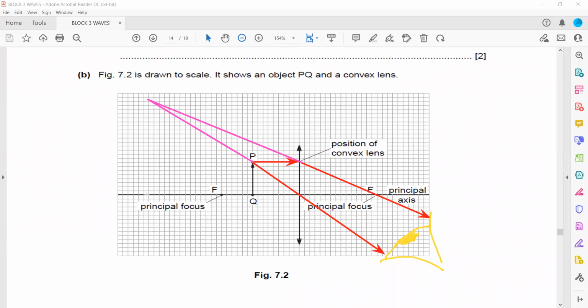And what are the characteristics or the properties of this image? We represent the image by the letter I. So what are the characteristics of this image? This will be virtual, meaning it cannot be taken on a screen. This is upright, like if the image head is up, the object head is also up. So both are upright and they are on the same side, as well as magnified. The size of the image is larger than the size of the object.